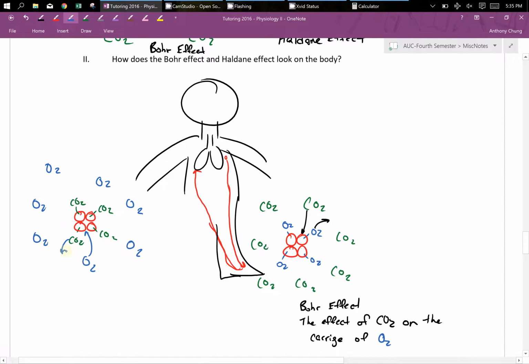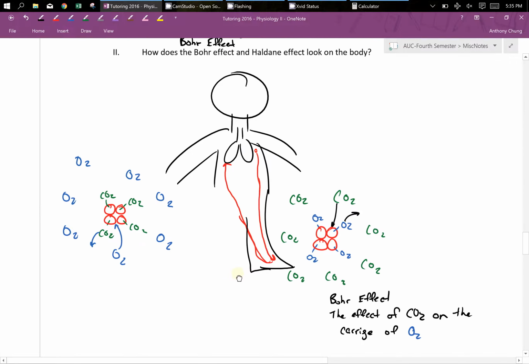So in that case, let's think about it. You went to the lung. What do you want to do? You want to get rid of your CO2. Is it following its goal? Yes, it is. How about is it filling up with oxygen so that it can go back to your tissue later on? Yes, it is. So what is that effect called? Is that Bohr effect? Haldane effect. That's the basis of Haldane effect and Bohr effect.